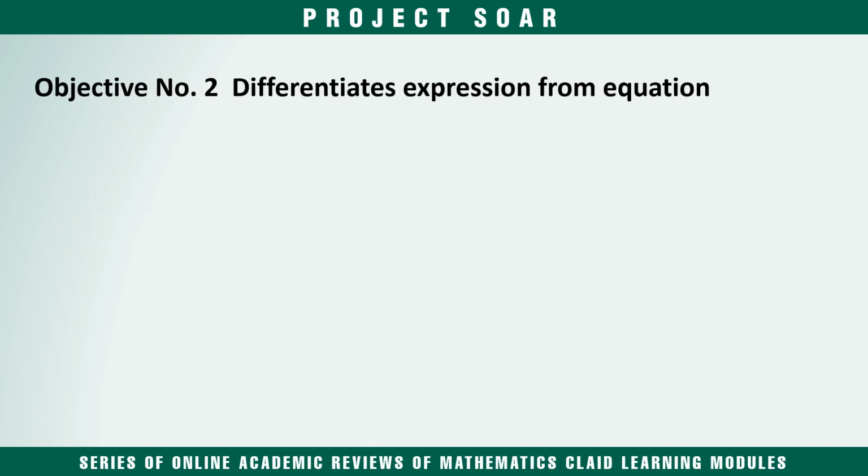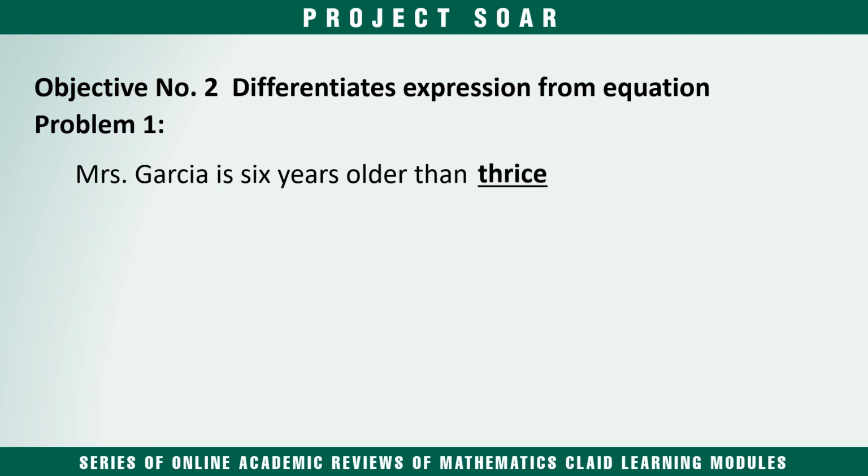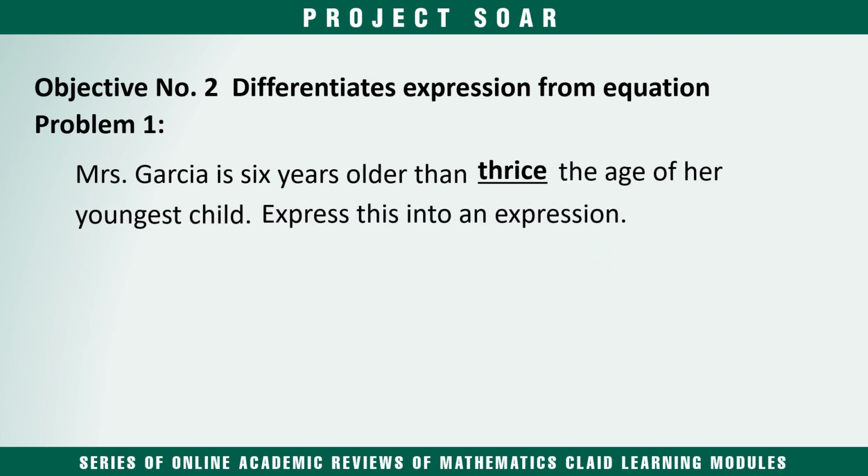Let us proceed now to our objective number 2, because we are done already in our objective number 1. Objective number 2 differentiates expression from equation. I'm going to present to you problem 1. Mrs. Garcia is 6 years older than thrice the age of her youngest child. We are going to express this into an expression.